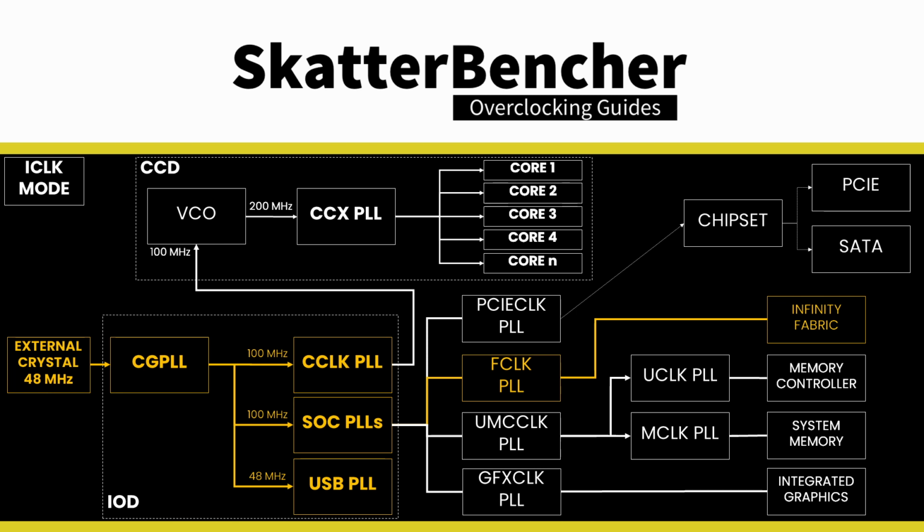The standard operating frequency of the Infinity Fabric used to be 1-to-1 with the memory controller and system memory. However, that's different on AMD Raphael. Instead, the Infinity Fabric is decoupled from the system memory and memory controller frequency. By default, it runs at 1733 MHz.